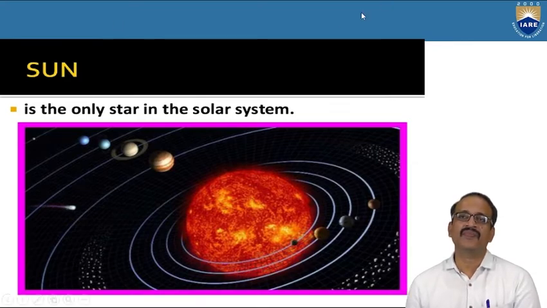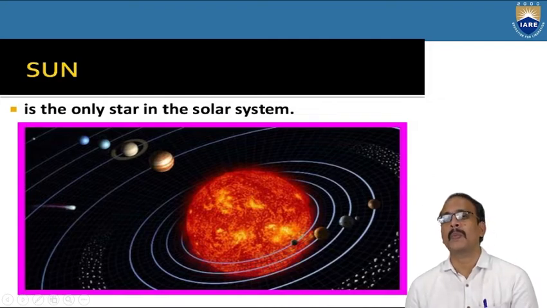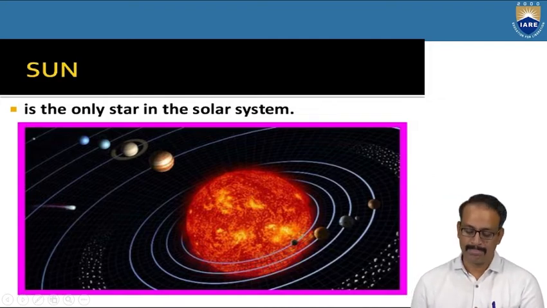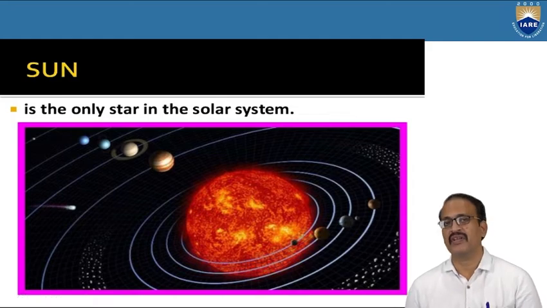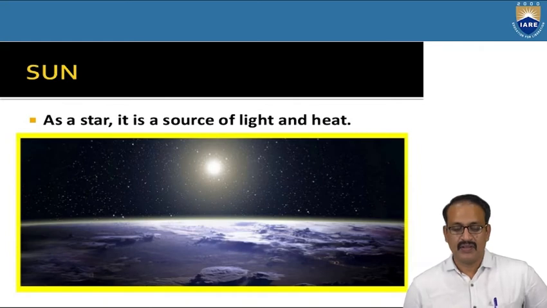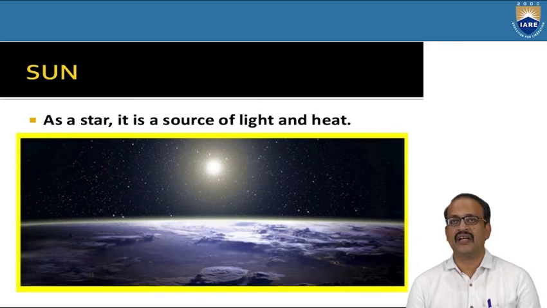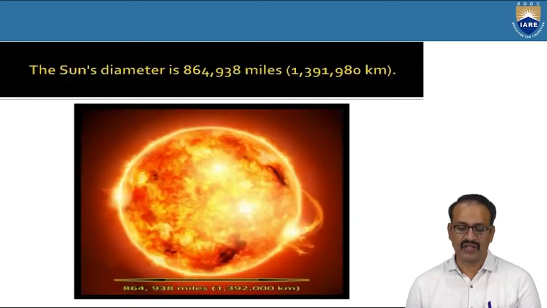So this is the solar system. Mercury, Mars, Earth, Venus, Jupiter, Saturn, Neptune, Pluto. All these things we have known from our childhood. So it is the source of heat and light in our solar system.